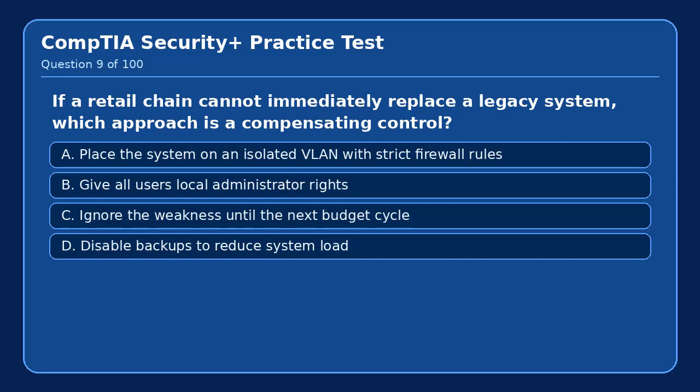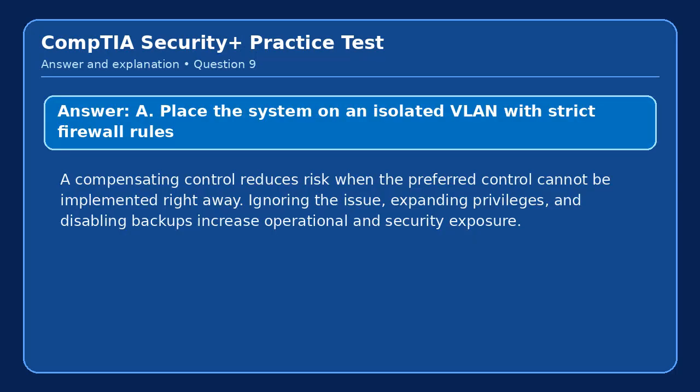The answer is A. Place the system on an isolated VLAN with strict firewall rules. A compensating control reduces risk when the preferred control cannot be implemented right away. Ignoring the issue, expanding privileges, and disabling backups increase operational and security exposure.